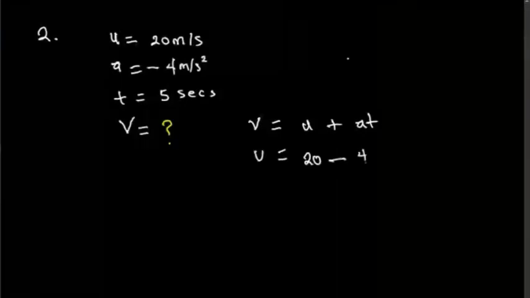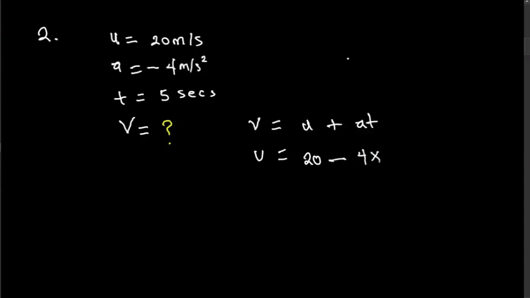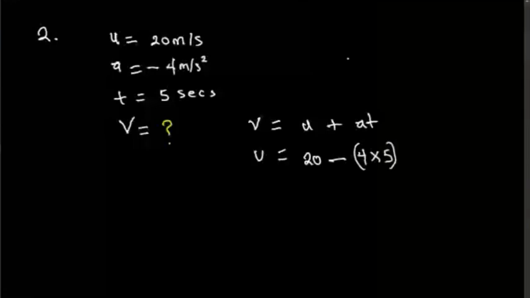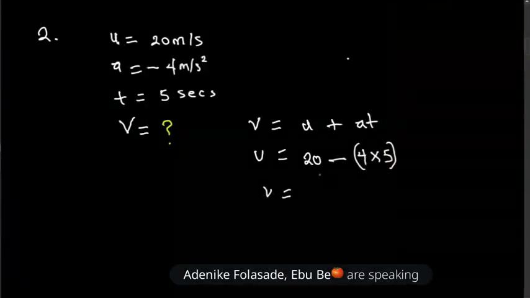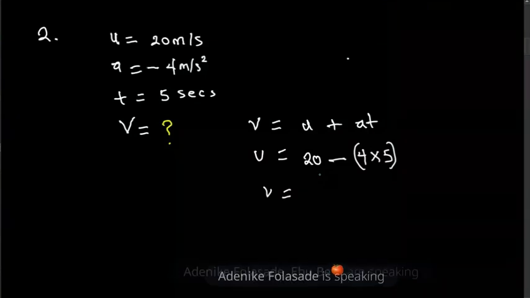So let's change the sign from plus to minus 4 meters per second times what? Time. What is time? 5 seconds. So now simplify. Tell me what you get. Are you sure you read this question correctly? Are you sure you're looking for final velocity? Yes, sir. We're looking for final velocity. What I'm seeing here is 0.